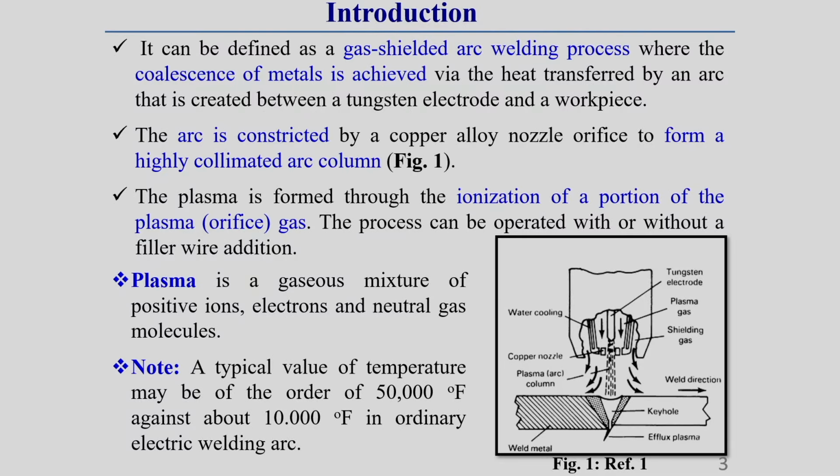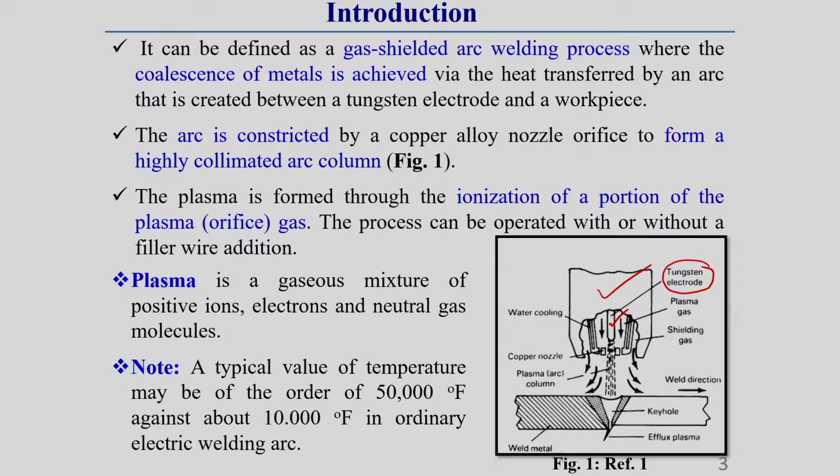So, you see this plasma arc welding process which I am showing on the right side of this figure. It can generally be defined as a gas shielded arc welding process, where the melting of metal is achieved due to the heat transferred by an arc that is created between a tungsten electrode and the workpiece. From this figure you can see this arc is generated from a tungsten electrode. This inner one is called the tungsten electrode, it is a non-consumable electrode. So, during arc generation it is not melted, or you can say it is not consumed in the welding process.